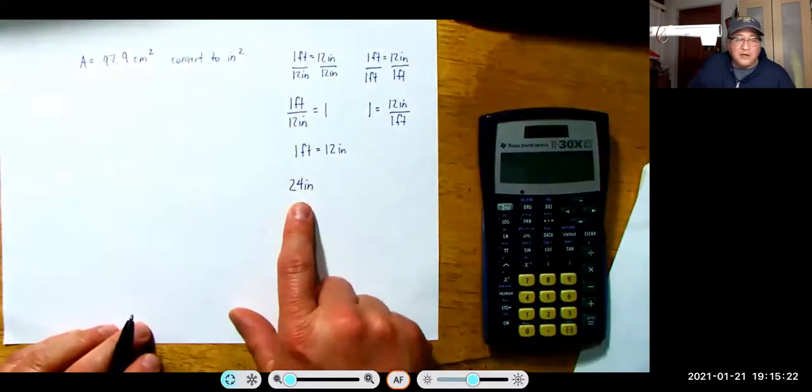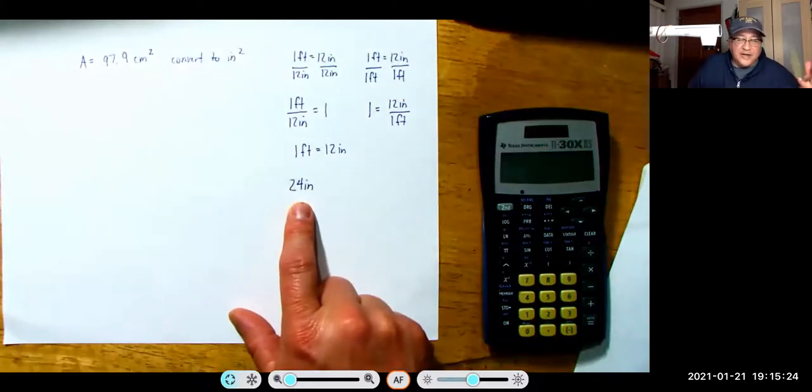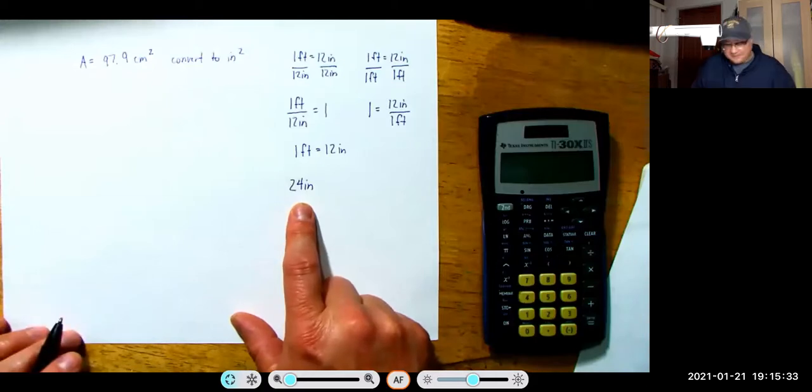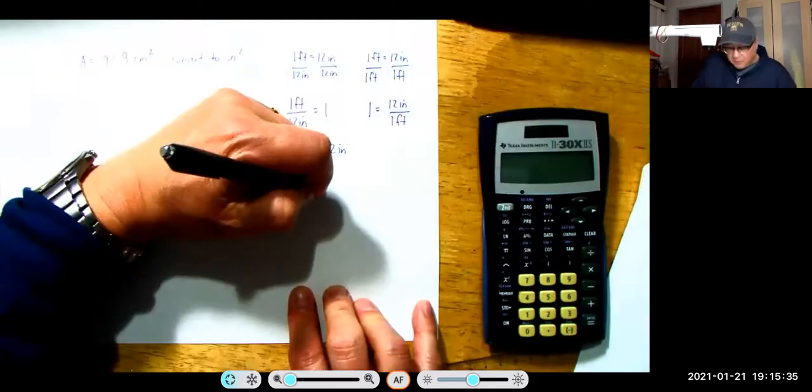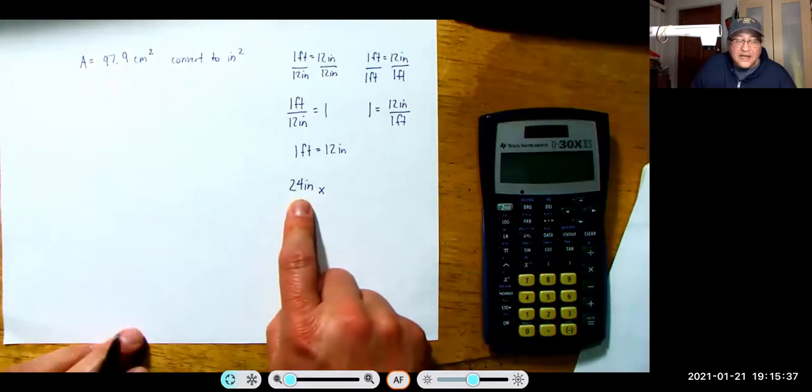How many feet are in 24 inches off the top of your head? Once you get it, give me a thumbs up. That's right, 2 feet. Let's prove it mathematically. I'm going to multiply this by 1 and prove that this is 2 feet.